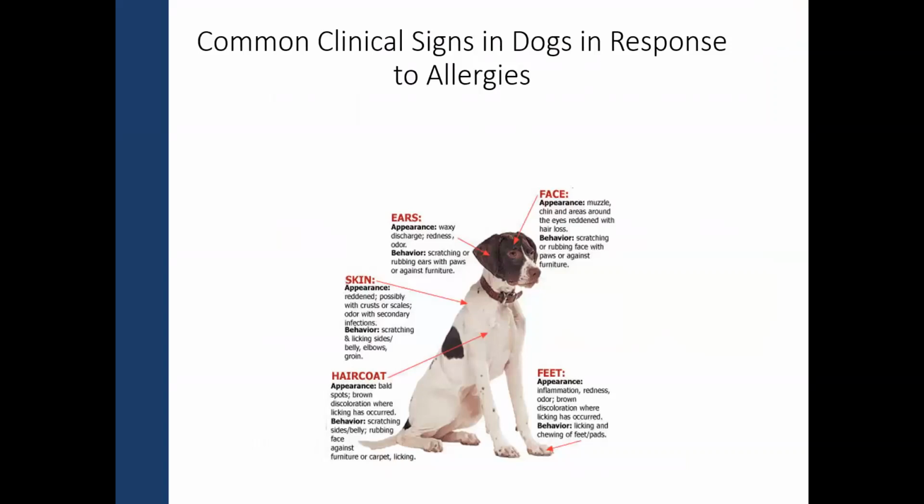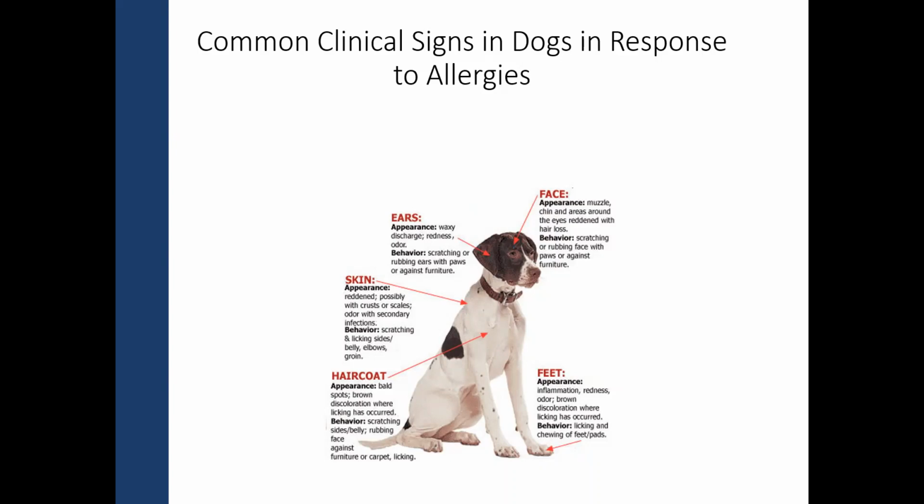There are some common clinical signs in dogs in response to allergies. You will often see issues with the ears, whether there will be a waxy discharge, redness, or odor, and you'll have owners report that dogs are scratching or rubbing their ears with paws or against furniture. We often see changes in the face. We might see changes in the appearance where the muzzle, chin, and areas around the eyes are reddened and have hair loss. Again, you may have an owner report scratching or rubbing their face with their paws or against furniture.